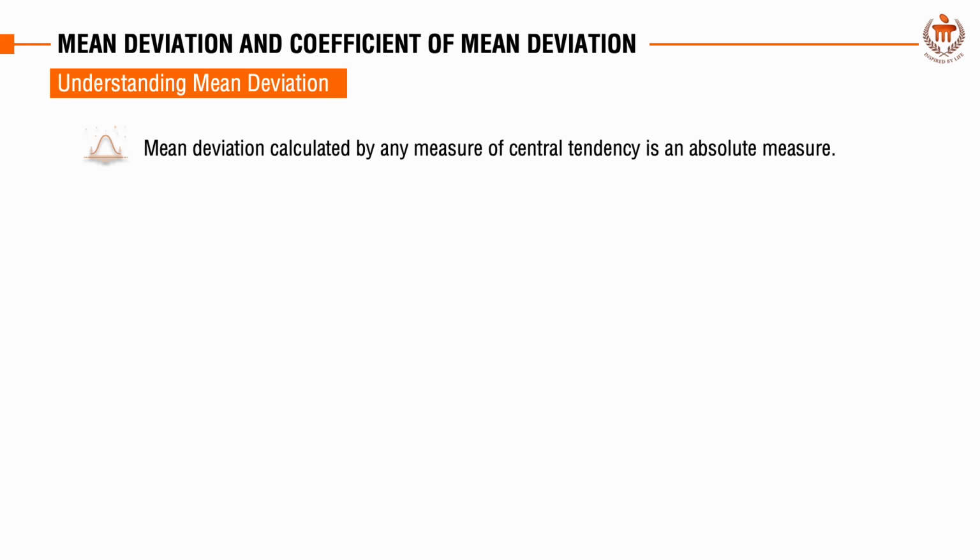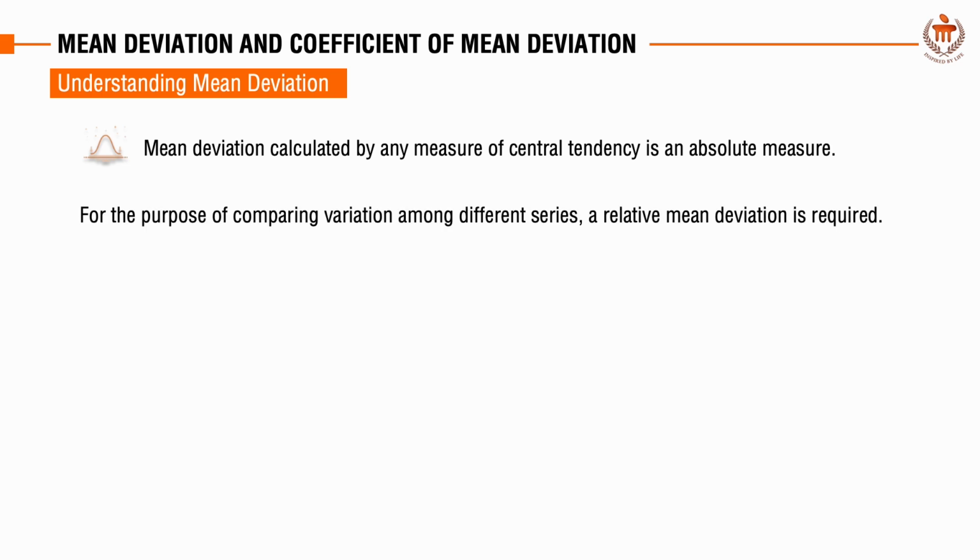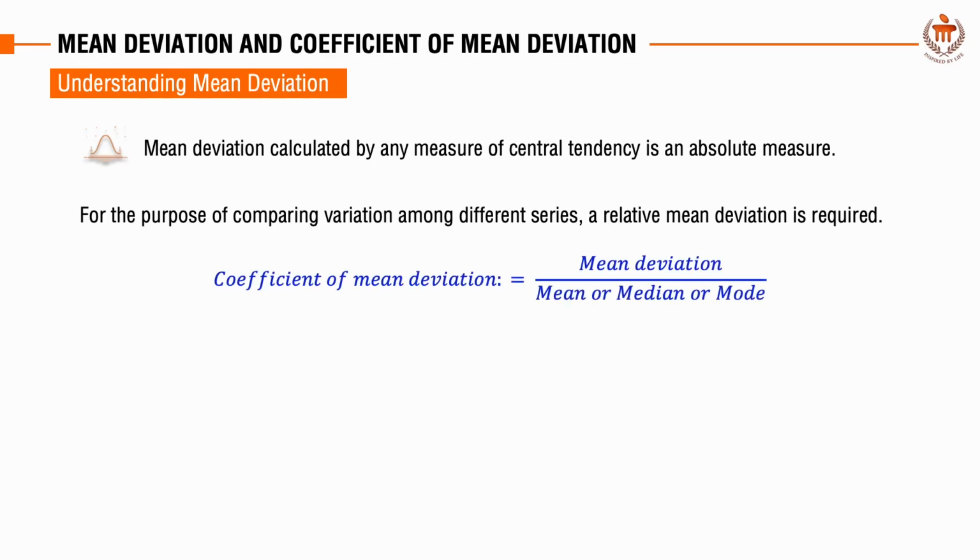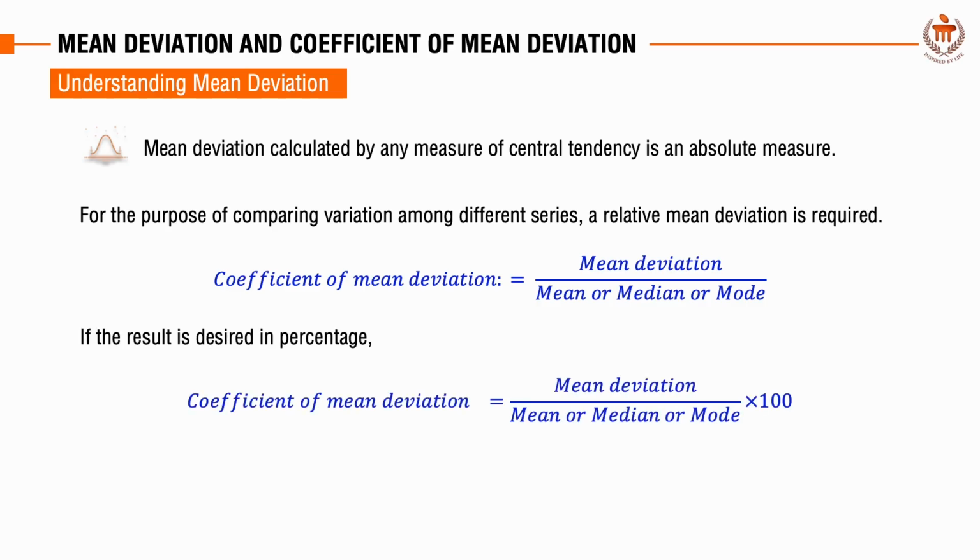Understanding mean deviation: mean deviation calculated by any measure of central tendency is an absolute measure. For the purpose of comparing variations among different series, a relative mean deviation is required. The coefficient of mean deviation is the mean deviation divided by the measure of central tendency, which can be mean, median, or mode. If the result is desired in percentage, then the coefficient of mean deviation is the mean deviation divided by the measure of central tendency, multiplied by 100.